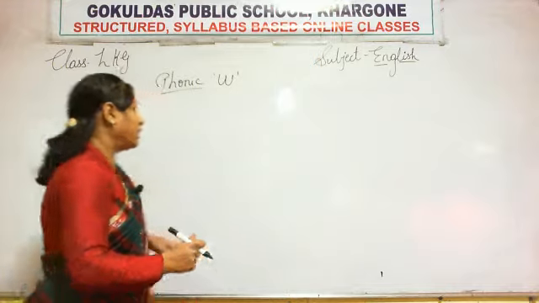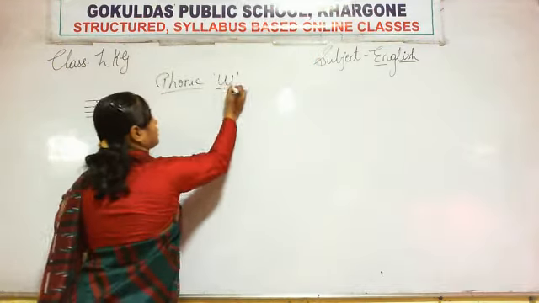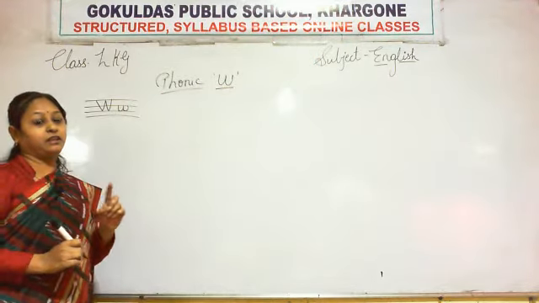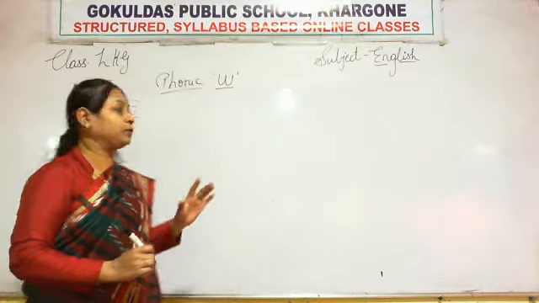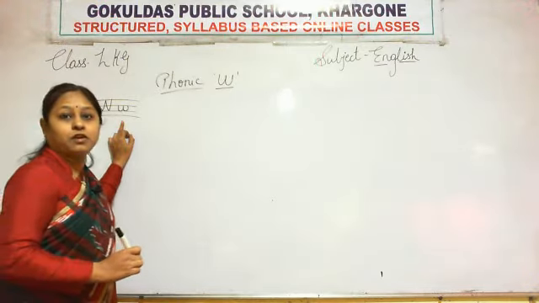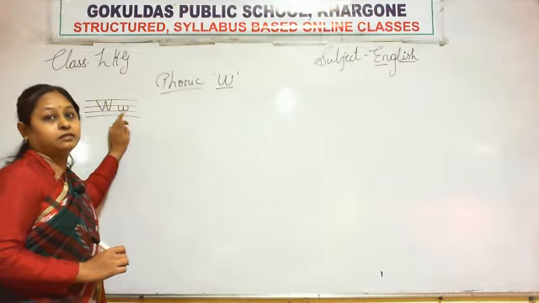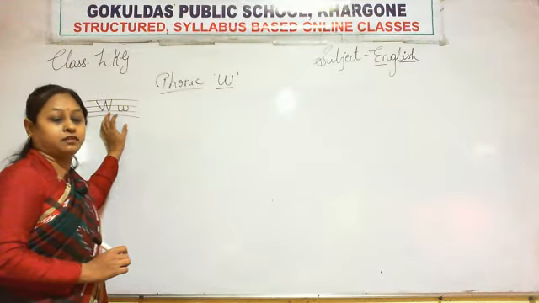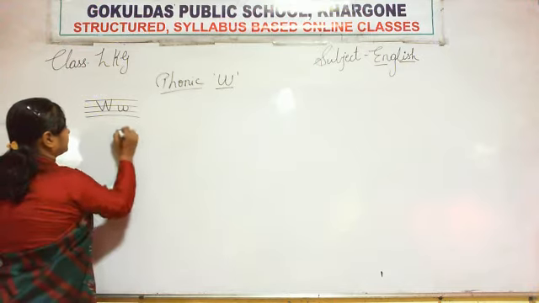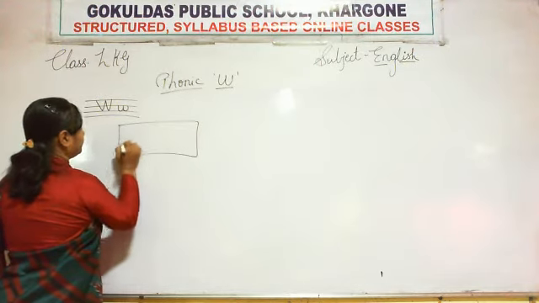Okay, now we will learn the phonic sound of W. We have learned till B. The phonic sound of W is W. Sound of W is V.